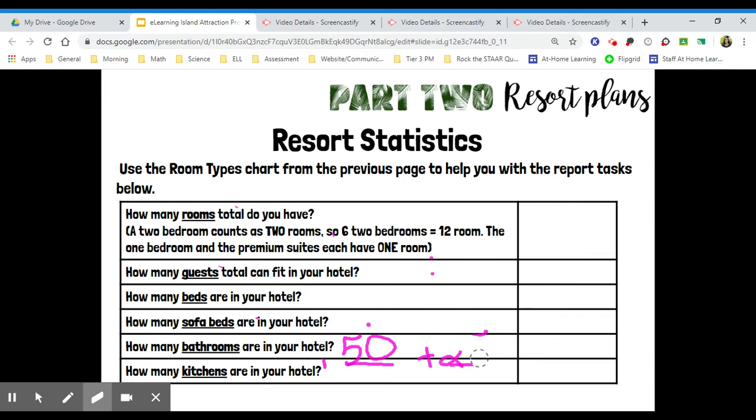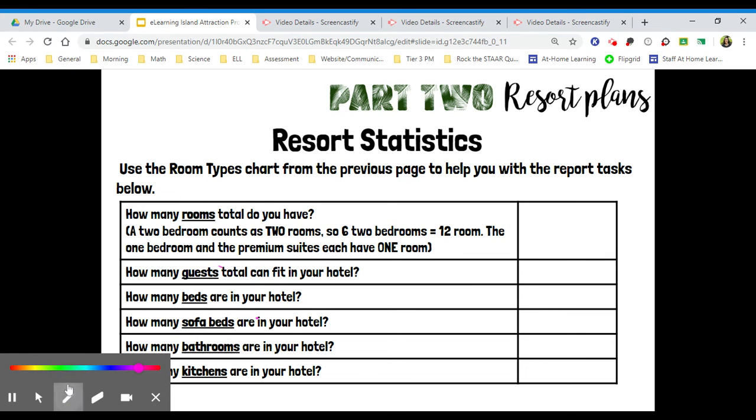All right, so this is now taking those room totals that you decided on the previous slide, and you're just going to be using that to fill in the room types chart on here. So it says how many rooms total do you have? Things to remember, a 2-bedroom counts as 2 rooms. So 6 2-bedrooms is actually 12 rooms. The 1-bedroom and the premium suites each have 1 room.